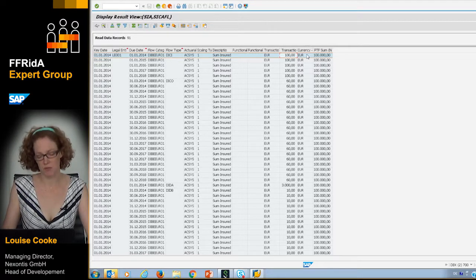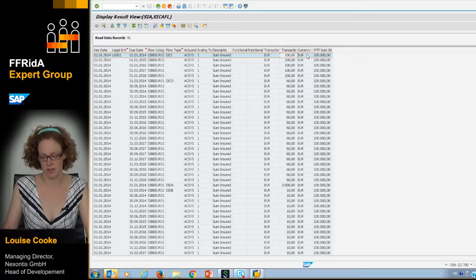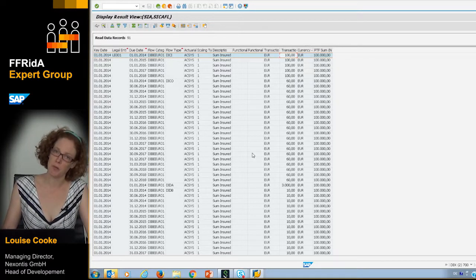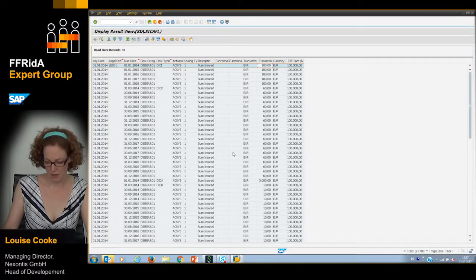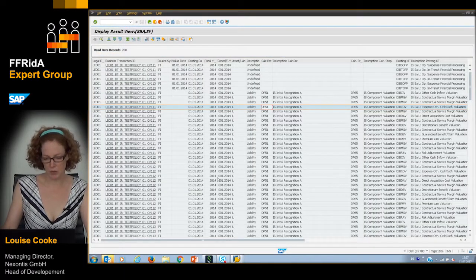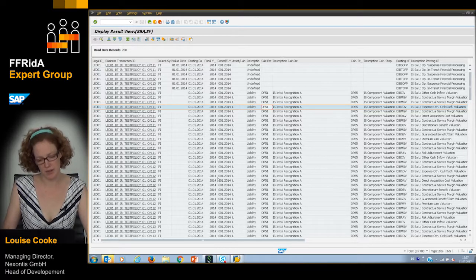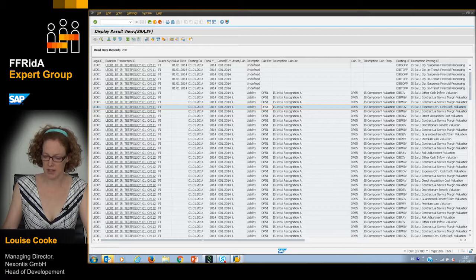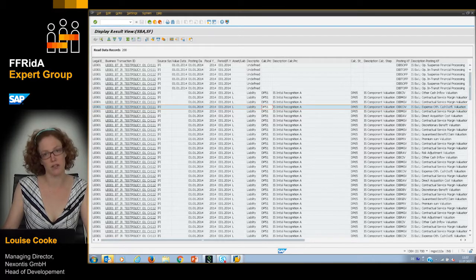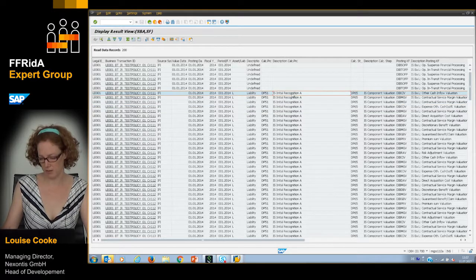So based on this input information, what we can now do is to run the processes, initial recognition and subsequent measurement, and the output of those processes are ultimately posting documents. So we can now take a look at the posting documents to see what they look like in the system. And what we can see here is, for the test case we have, that I have run firstly an initial recognition process, so I can see that in the system.